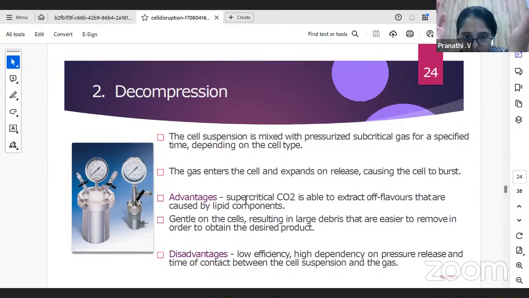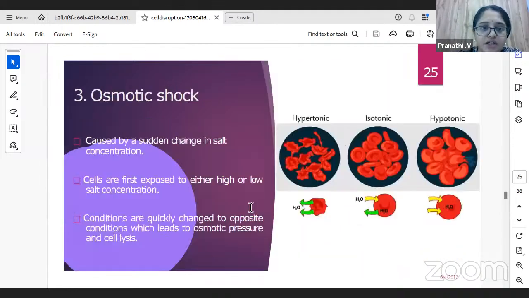But you have a disadvantage in this, which is it is not very efficient. It is dependent upon the amount of pressure that you're putting on and the amount of contact between the gas and the cell. So this impacts. If you don't expose the cells to gas for a considerable amount of time, then the decompression is not going to work efficiently.